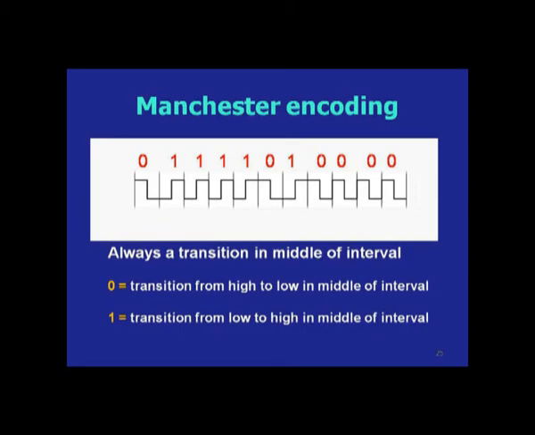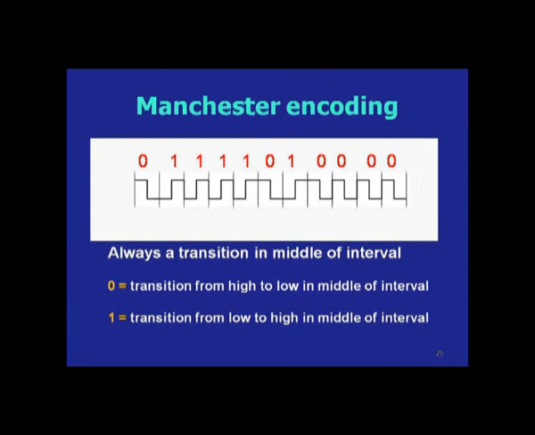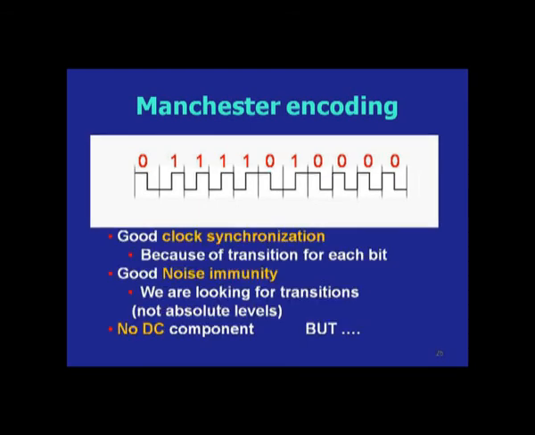Very interesting property, because you have absolute clock synchronization, because for every bit that is transmitted there is a transition available, can be used for synchronizing the clock at the 2 ends. And if you look at this is a positive value and this is a negative value, the DC component is also 0. So that is also another very interesting property of the Manchester encoding. So if you look at the advantages, as we just saw, good clock synchronization, good noise immunity, because again we are looking for transitions, not absolute levels, and there is no DC component. So very good in terms of all these things, but there is a small disadvantage over here.